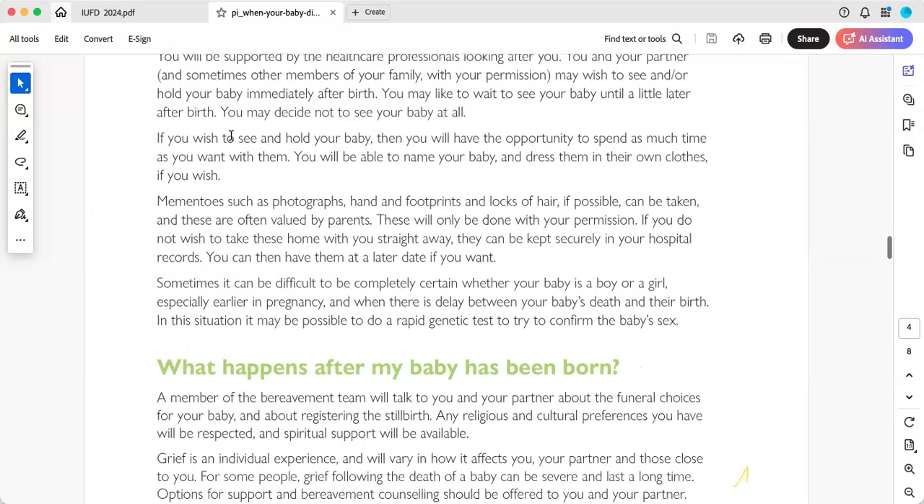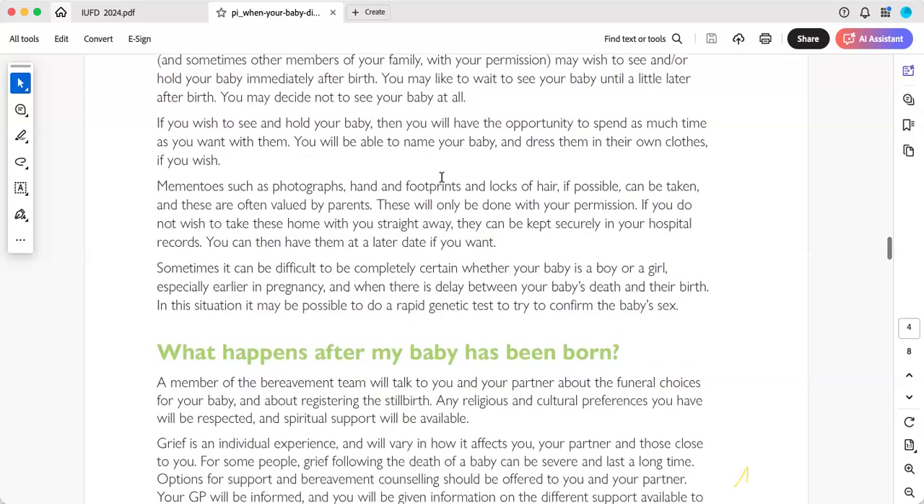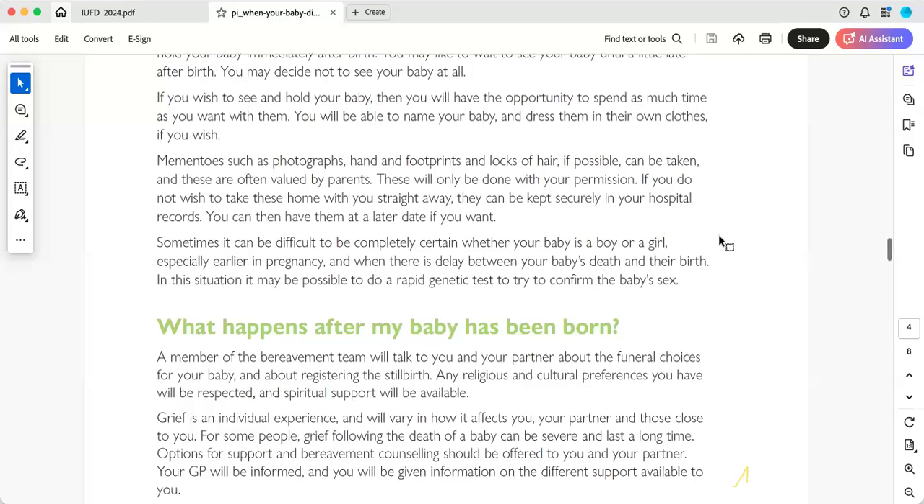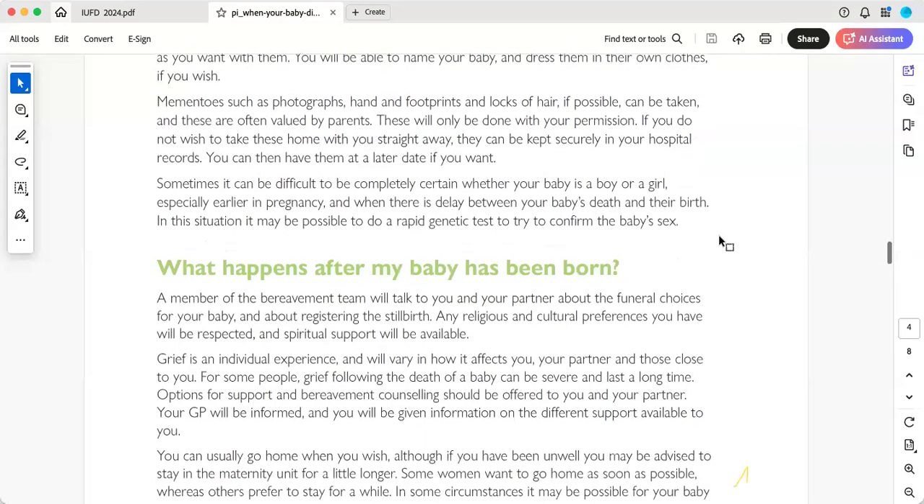Okay, so the patient might wish to see and hold the baby, maybe have time or an opportunity to spend time together, maybe to take photos. Okay, maybe she wants to choose to name the baby and or dress the baby in their own clothes. Okay, so this will also be offered.